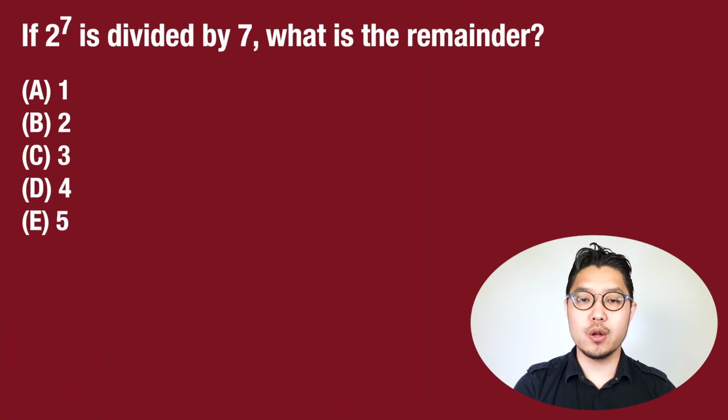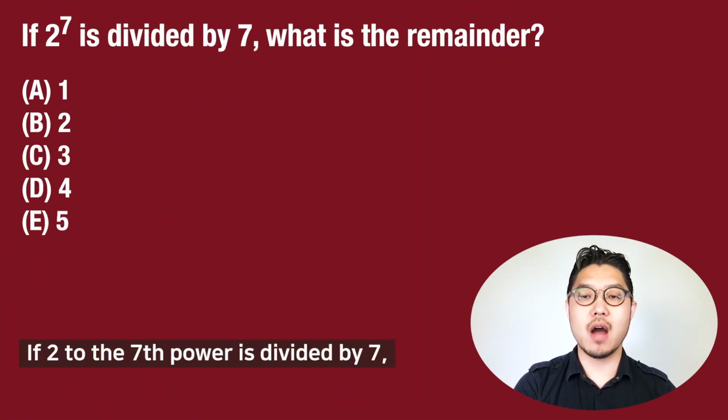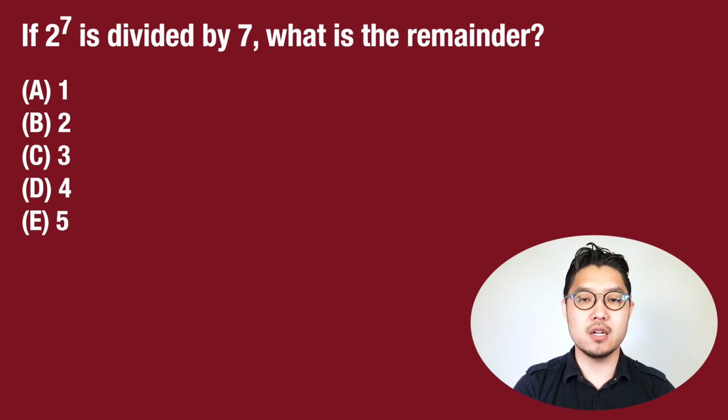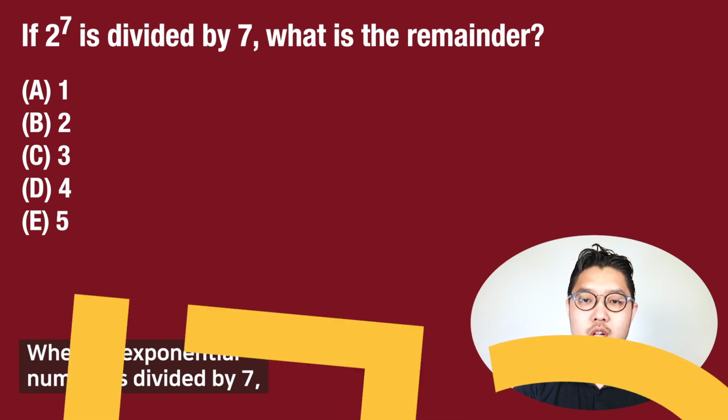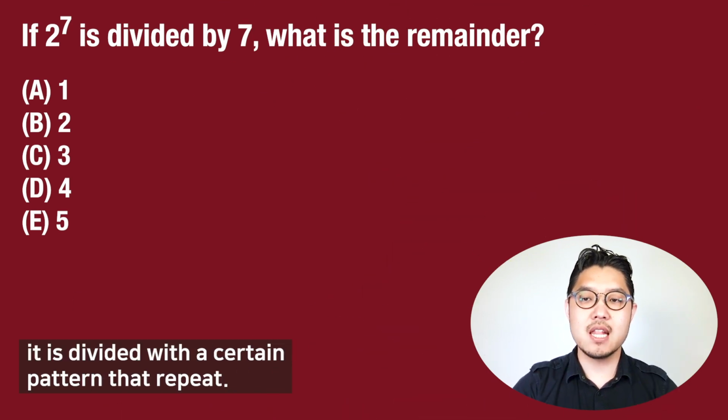Welcome to the tutorial. If 2 to the 7th power is divided by 7, what is the remainder? There is a mathematical approach called cyclicity. When an exponential number is divided by 7, the remainders follow a certain pattern that repeats.